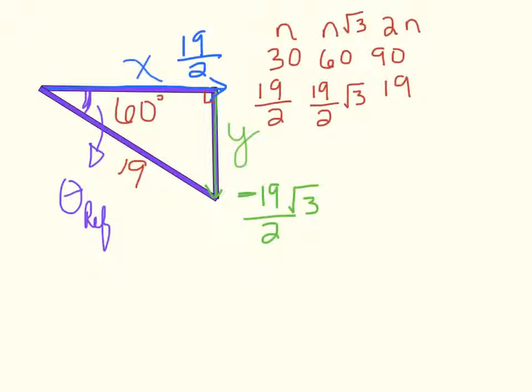So this gives us our final coordinate at this point here of positive 19 over 2 and negative 19 over 2 root 3.